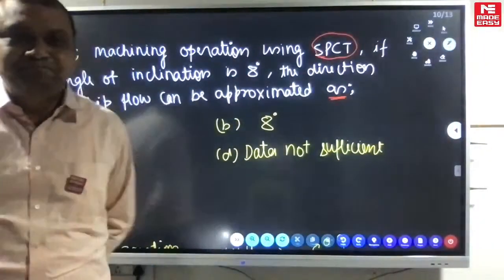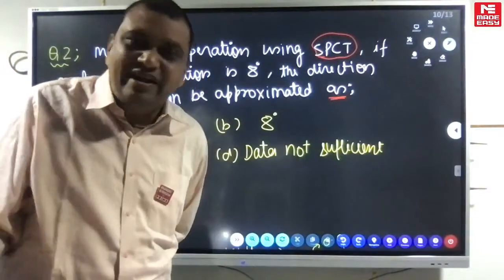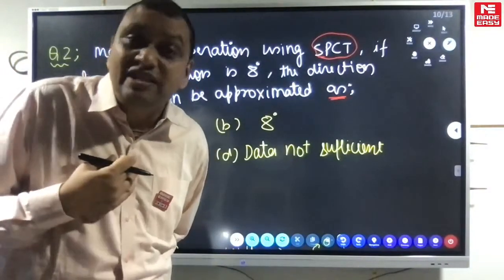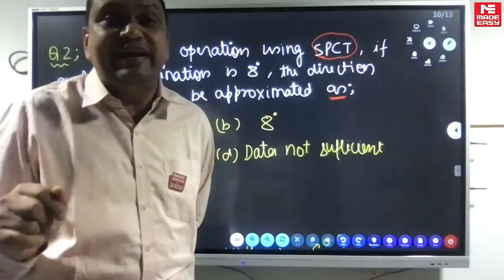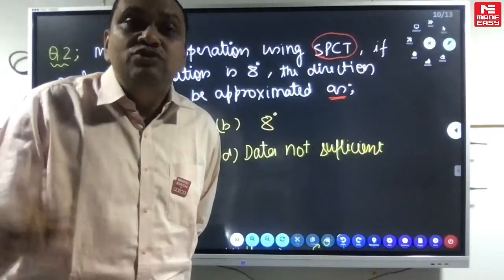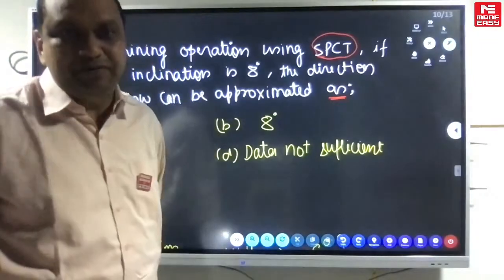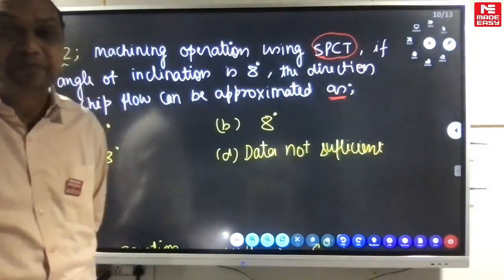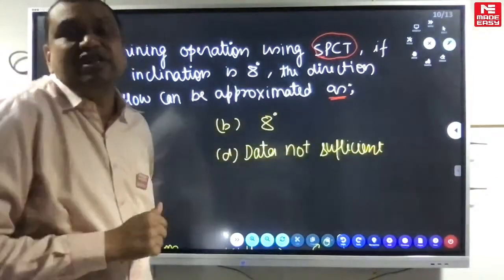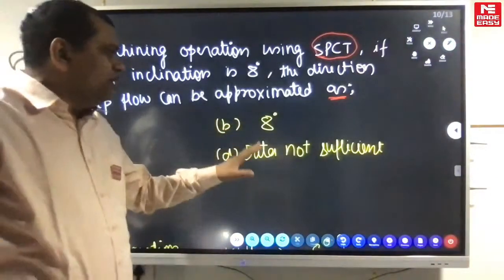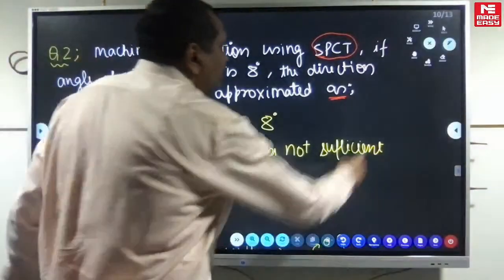So the logic in orthogonal rake and normal rake, you know why this theory came into the picture? Because my chip flow is taking place in that direction, so that rake will give me an accurate prediction of cutting forces. That is their idea, that is their hypothesis. ASA says no, if we use the back rake angle, then the prediction of cutting forces will be very accurate. Now such questions can be handled by the Stabler equation.